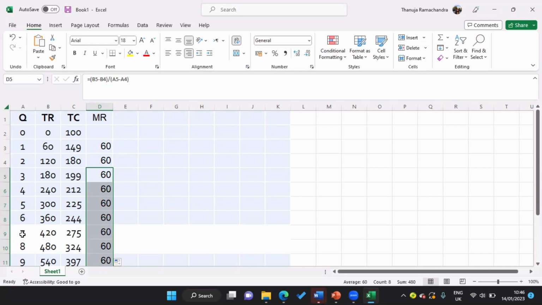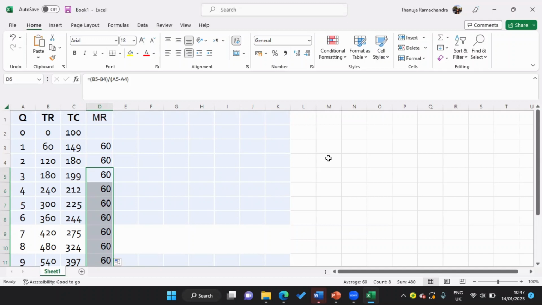Madam, there may be possibilities of coming negative value also, no, madam? Exactly. It will be positive or negative depending on this. If we have gone down in the production, TR is less, growth will become minus. It will become 0 also. There is no change.